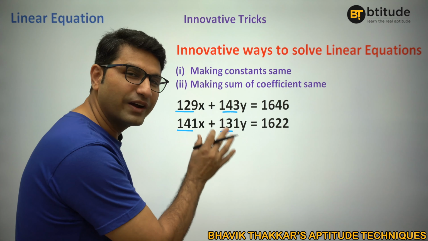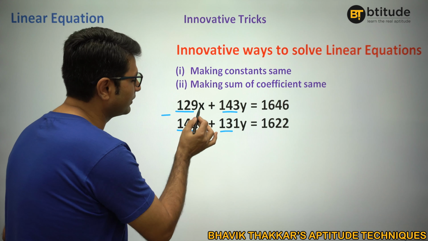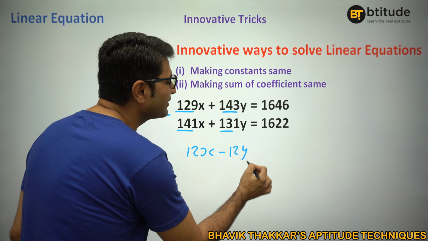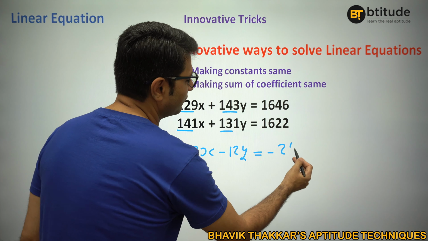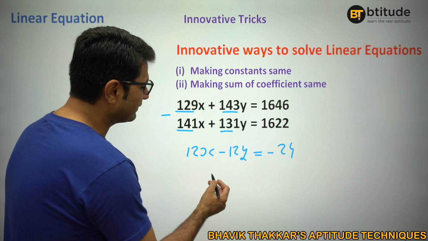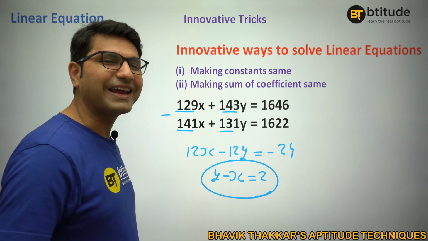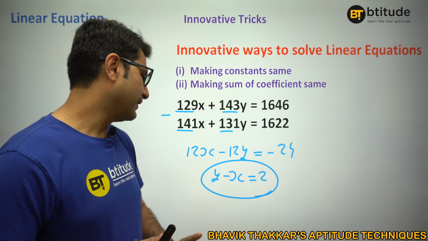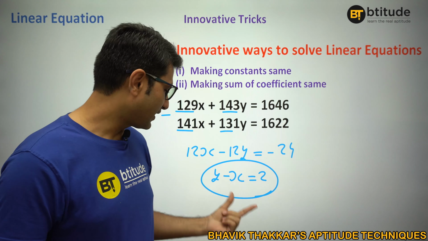Just subtract one equation from the other. You can easily understand, like 141x minus 129x, so 12x, 130 minus 12y, because the difference is going to be the same, is equal to, I think, minus 24, because we subtracted the first one from the second one, right? So you will get y minus x is equal to 2. And once you understand this, there are various ways to solve this equation now. The first one is, that means y is 2 greater, right? y is 2 greater. Are you getting this?